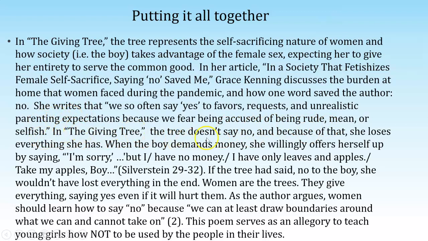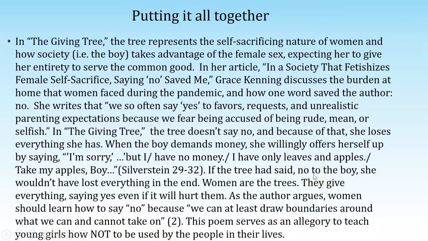Now, in The Giving Tree, the tree doesn't say no, and because of that, she loses everything she has. When the boy demands money, she willingly offers herself up by saying, quote, "I'm sorry, but I have no money. I have only leaves and apples. Take my apples, boy." Silverstein, 29 to 32. Okay? If the tree had said no to the boy, she wouldn't have lost everything in the end. Women are the trees. They give everything, saying yes, even if it will hurt them. As the author argues, women should learn how to say no because we can at least draw boundaries around what we can and cannot take on. This poem serves as an allegory to teach young girls how not to be used by the people in their lives.